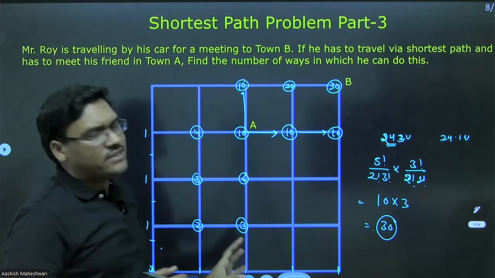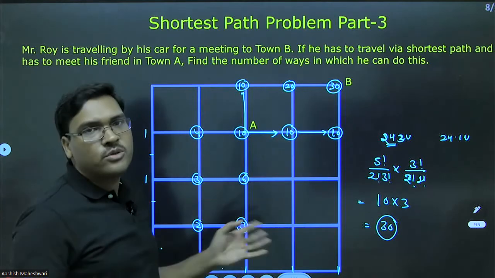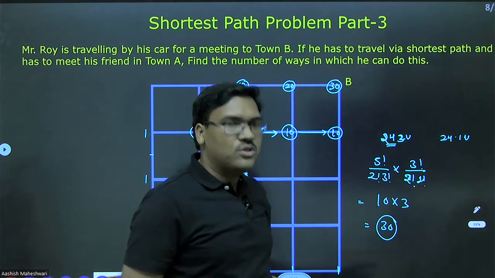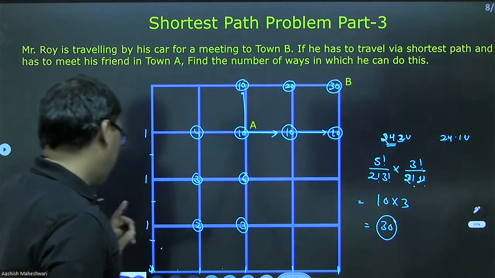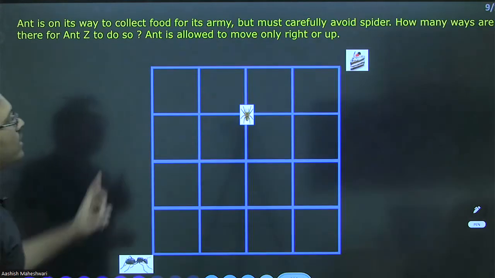This is the general method which can be applied by anyone who does not even know the mathematics, right? For the other method, you have to know the concepts of permutation and combination. Now I am leaving one question for you.